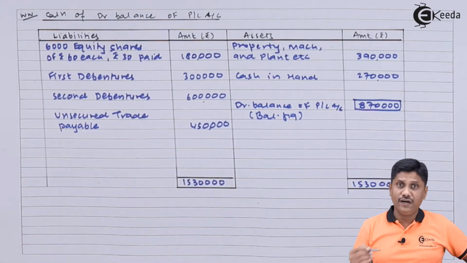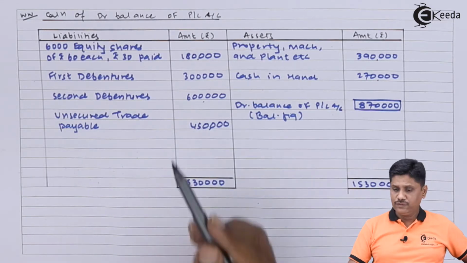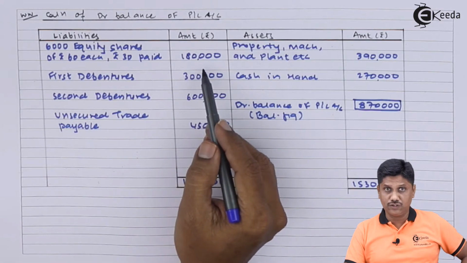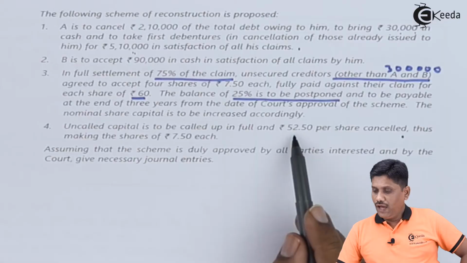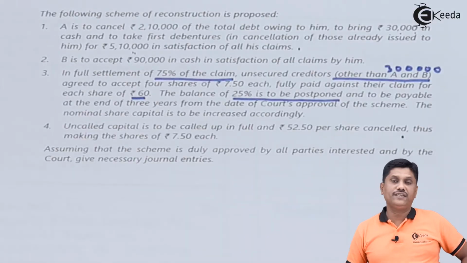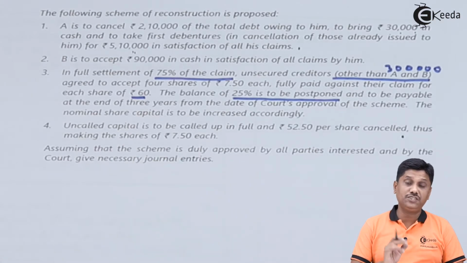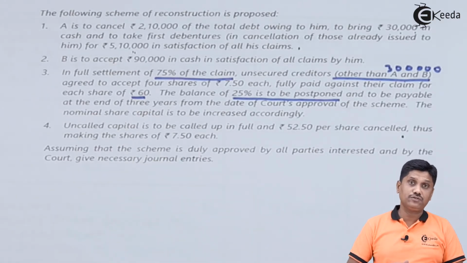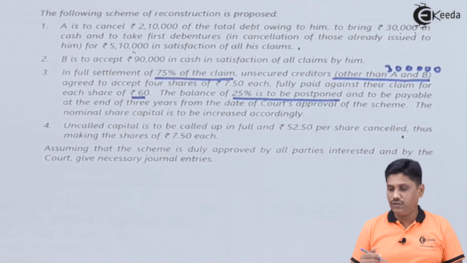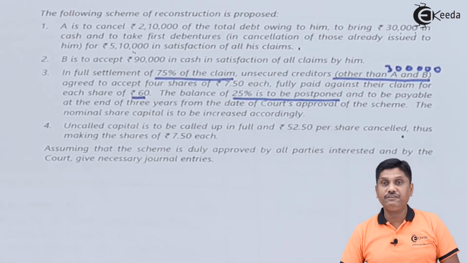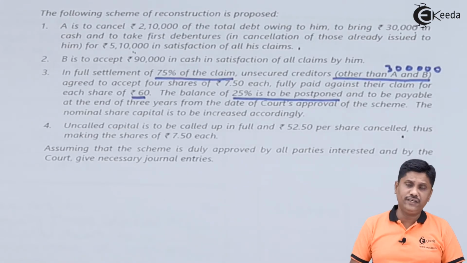Let us firstly understand what will be our entry. Share final call account debit to equity share capital account. So in this way we will collect 1,80,000, right? So let us see what next is to be done. And 52.50 per share is cancelled, thus making the share of rupees 7.50 each. Now 60 rupees fully paid up share is now reduced to 7.50 each. So old capital is 60, new capital is 7.5. The difference we will transfer to the capital reduction account. So in this way our conversion entry, rather capital reduction entry, will be passed.